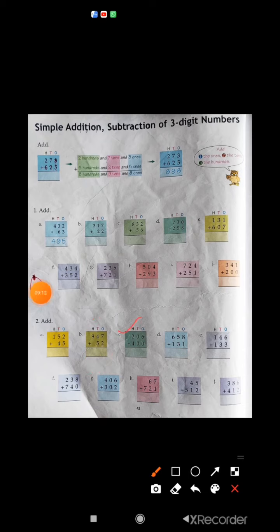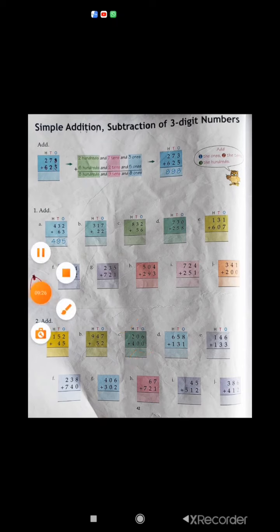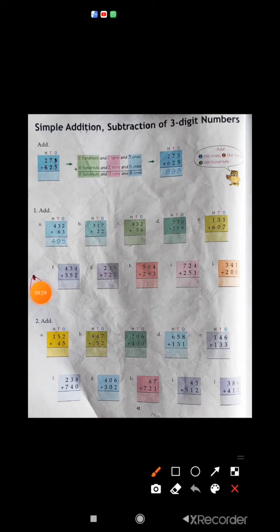C part. The question is 206 plus 400. First we will add the ones. 6 plus 0 is 6. Add the tens. 0 plus 0, 0. Add the hundreds. 2 plus 4 is 6. The answer is 606. Like this other part we will do.